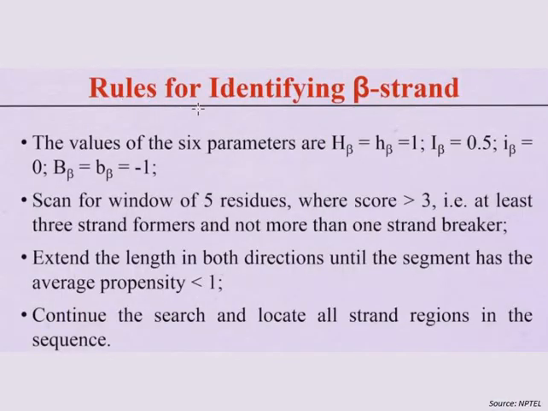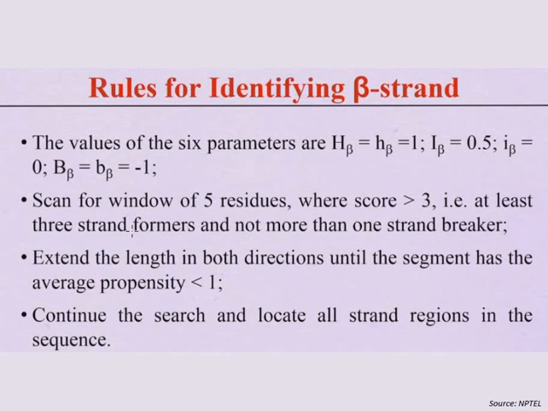A similar rule can be used for identifying beta strands. So the values are assigned based upon strong beta strand formers. You have the value of 1, weak formers will have 0.5, and the strand breakers will have a value of -1. The difference is that the window which we use for scanning is only 5 residues. It was 6 residues in alpha helix predictions. Here we have a 5 residue window, and the score is not 4, but it should be equal to or greater than 3 in this case.